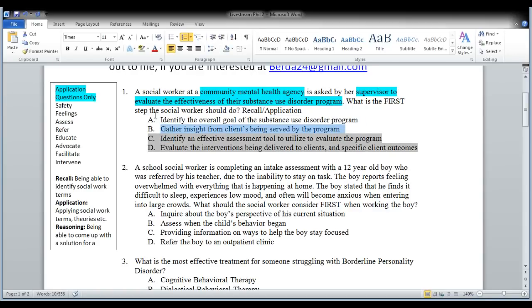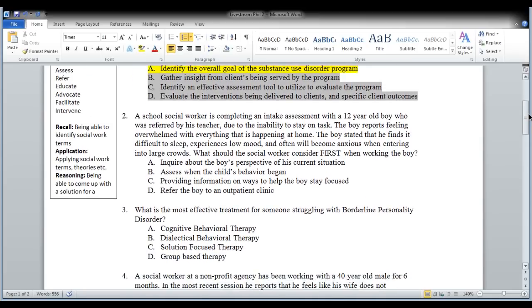So to gather insight from the clients being served by the program is important. However, it's not the first thing that you would like to do, because to know what specific clients we need to talk to, we need to know exactly what we're trying to figure out here. So the first thing that you would always need to do when it comes to a program evaluation, program development, a research study, or even working with a client on a one-on-one basis, is understand what they're trying to do and come in with. So that is the answer here: we need to identify the overall goal, so that way we know, and it'll help guide what we're specifically going to do within the next steps.